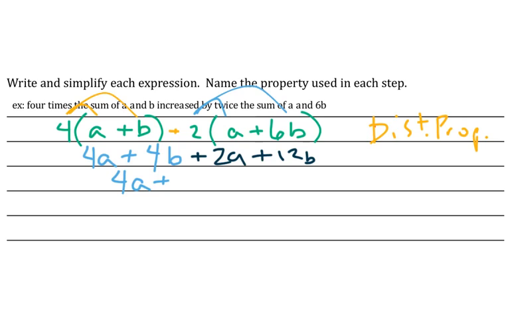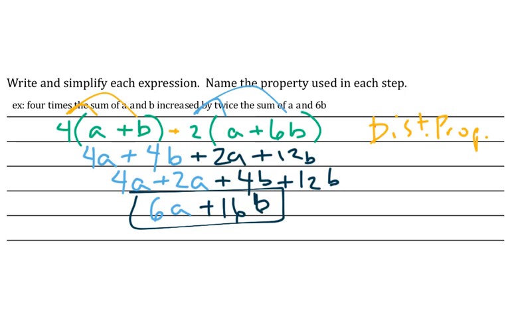Plus 2a. So now the color has changed so that I can match my like terms. And here's plus 4b plus 12b. So I have all my combinable like terms matched up. 4a and 2a gives me 6a. 4b and 12b gives me 16b. And I am done with the simplifying part of this.